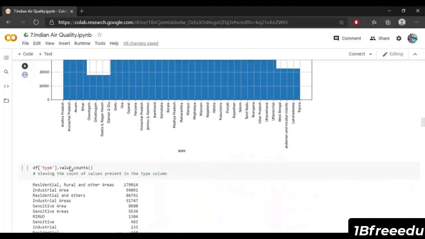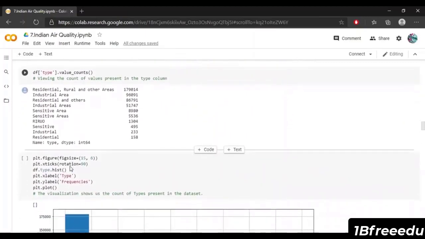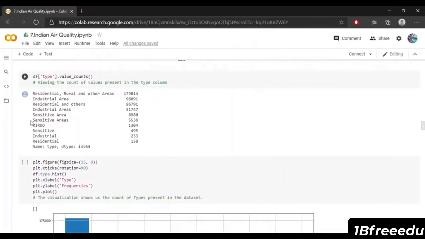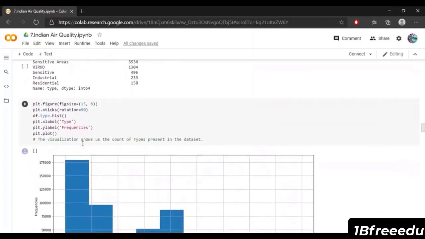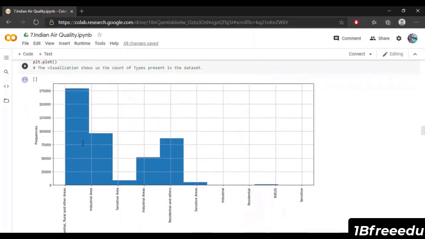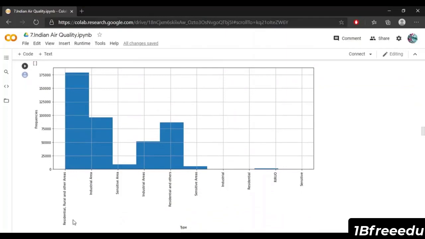And the next visualization over here is of the type column. Let's see what is present in the type column. As you can see over here, this is the type of area, whether it is residential, rural or industrial area, and such other areas. And we have done a histogram. Again, we used a histogram to plot this column called type. And then we can see that the counts of residential rural areas is higher compared to other areas.